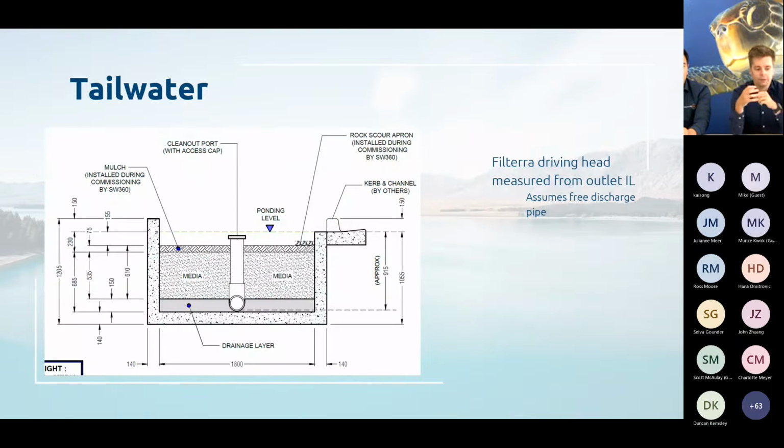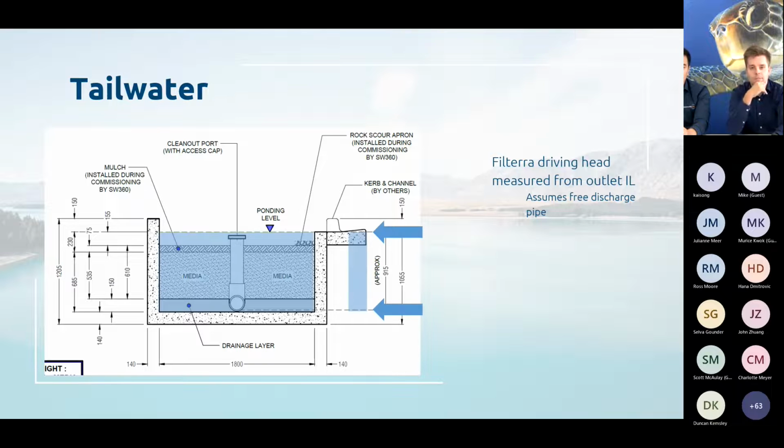So with the Filtera, again, the driving head is measured from the outlet invert level, and it assumes a free discharge pipe. And the driving head is measured then from the outlet invert up to the ponding level, the level that we allow the device to pond at before it goes into bypass. So that is the driving head, and as standard with the Filtera, that's 915 millimeters. And we also have a shallow option, which is 695 millimeters.